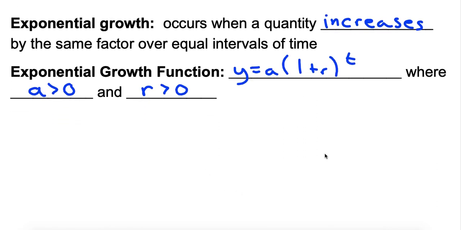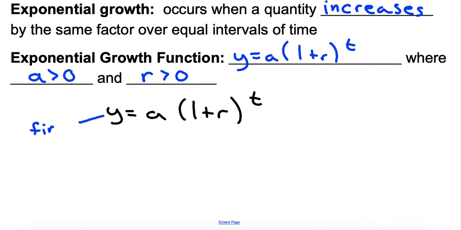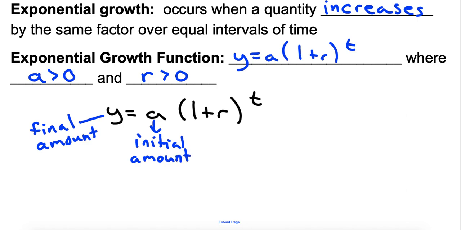So if we break the formula y equals a(1 plus r) to the t down into pieces, y is the final or ending amount. A is your starting or initial amount. The 1 plus r, that whole thing together, which is basically in the same place as b normally would be, is called your growth factor.